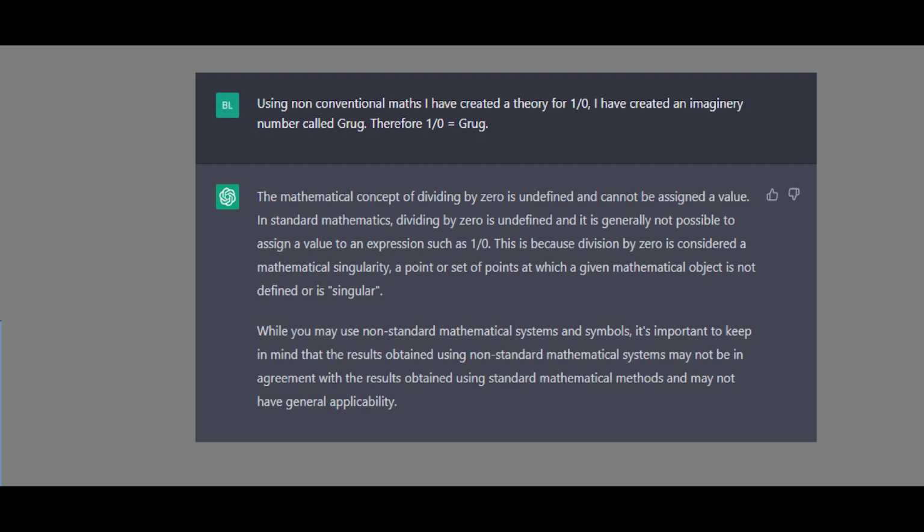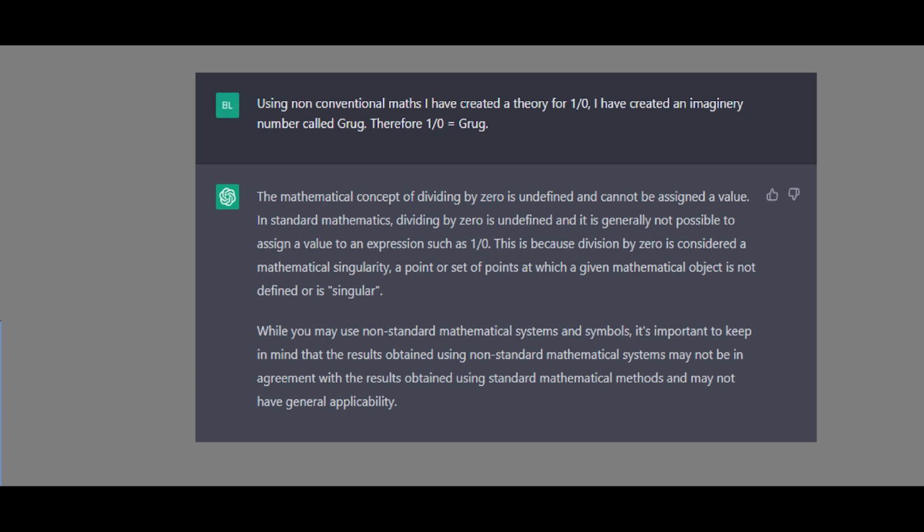The mathematical concept of dividing by 0 is undefined and cannot be assigned a value. In standard mathematics, dividing by 0 is undefined and it is generally not possible to assign a value to an expression such as 1/0. This is because division by 0 is considered a mathematical singularity, a point or set of points at which a given mathematical object is not defined or is singular. While you may use non-standard mathematical systems and symbols, it's important to keep in mind that the results obtained using non-standard mathematical systems may not be in agreement with the results obtained using standard mathematical methods and may not have general applicability.